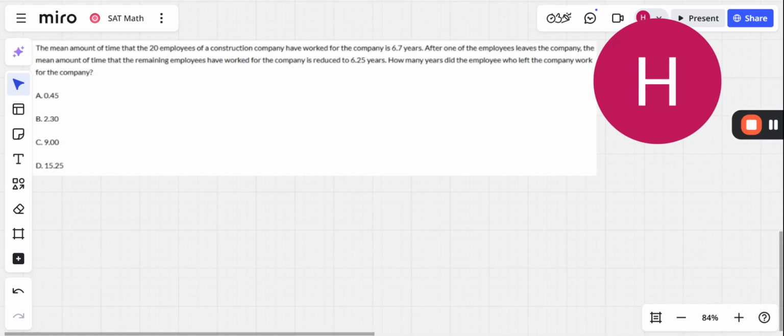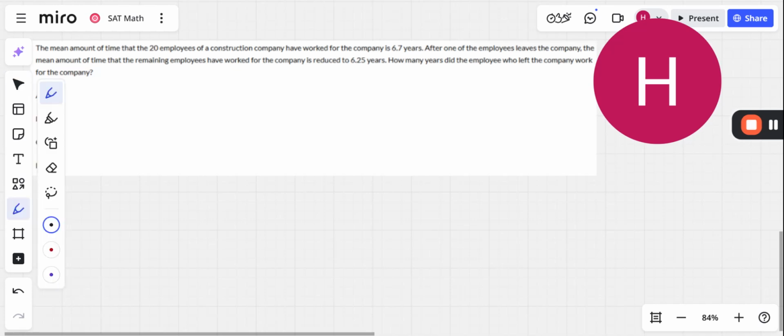Go ahead and give it a read. And as usual, I'd like you to take about a minute and 20 seconds, especially since you have a calculator on this one. If you're not using a calculator, maybe like a minute and 45 seconds is a little more time for you. So give that a shot, and when you're ready, come on back, unpause the video, and see how we did it here. Now let's get started.